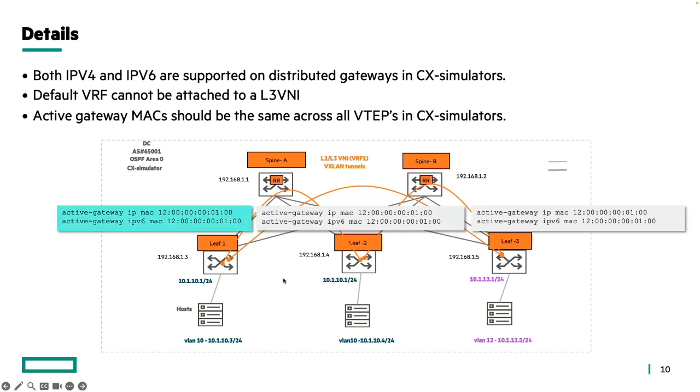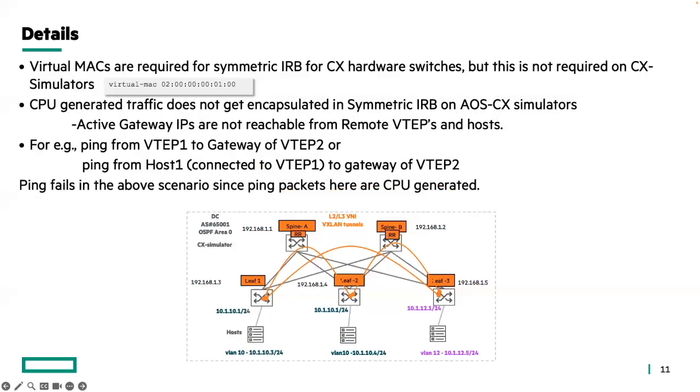The active gateway MACs should be the same across all the VTEPs in the CX simulators. This is not the case in the hardware switches, but for the CX simulators, this is one important detail to note. Generally, for symmetric IRB configurations on the hardware switches, we use a command called virtual MAC, but this is not required on the CX simulators. This setup will still work without a virtual MAC across all the 3 VTEP switches.